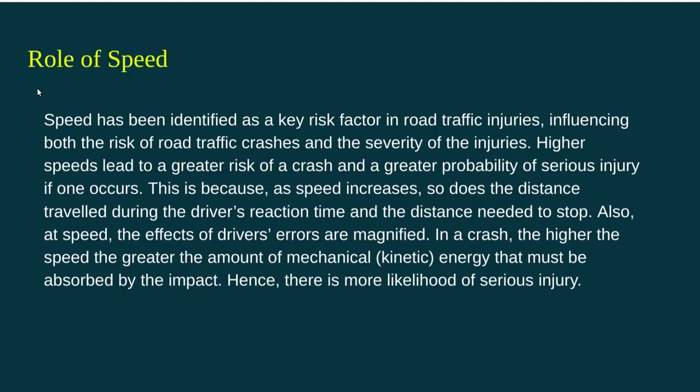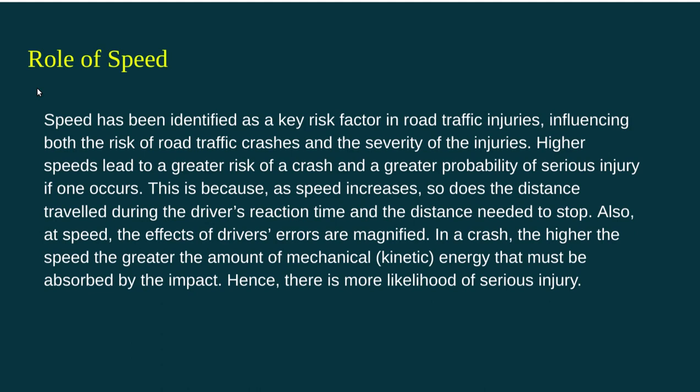Let us look at what role speed has in fatality rates or the seriousness of the injuries. Speed has been identified as a key risk factor in road traffic injuries, influencing both the risk of road traffic crashes and the severity of the injuries. Higher speeds lead to a greater risk of a crash and a greater probability of serious injury if one occurs.